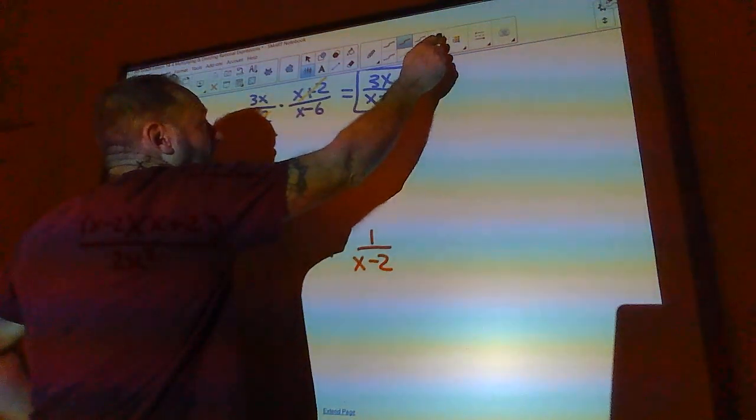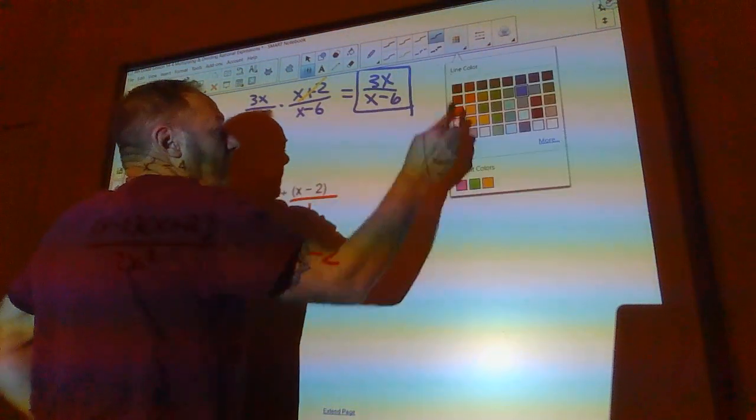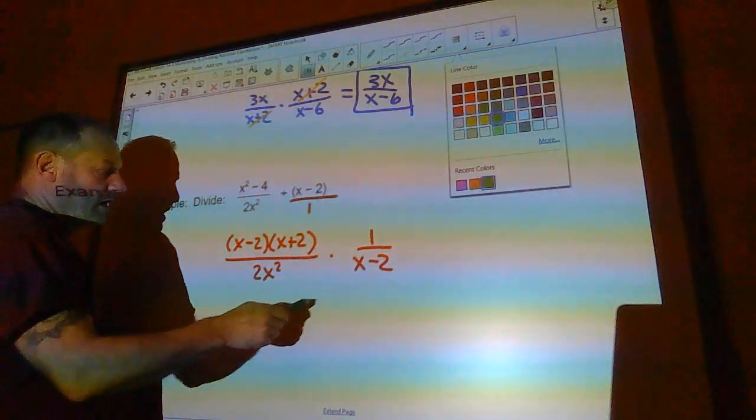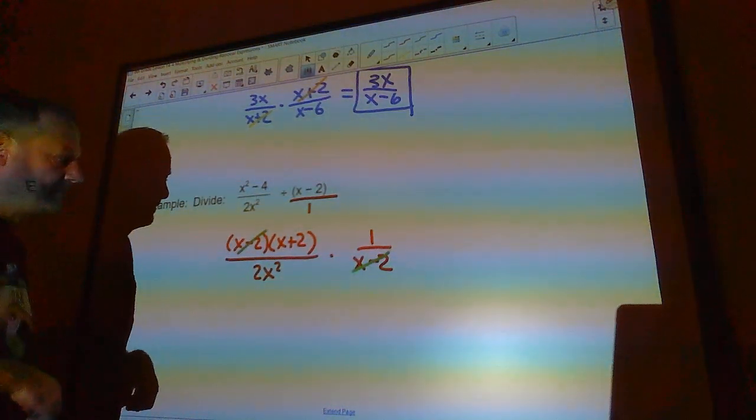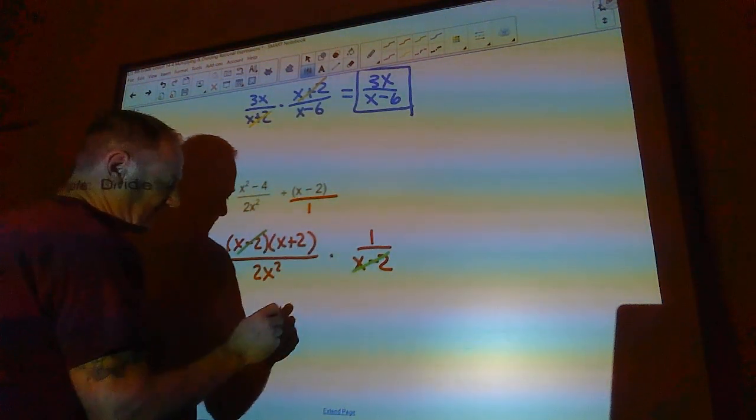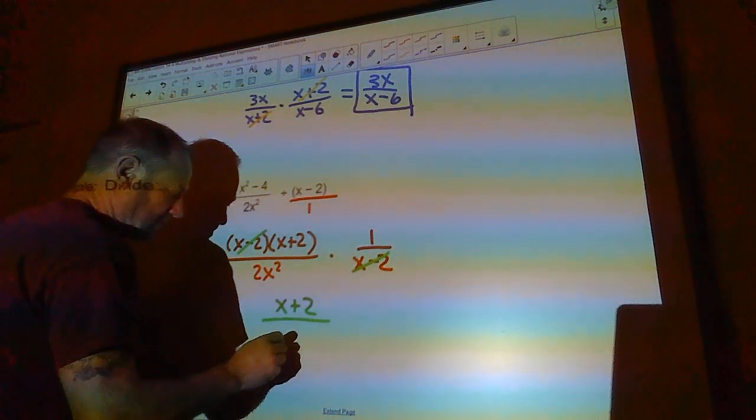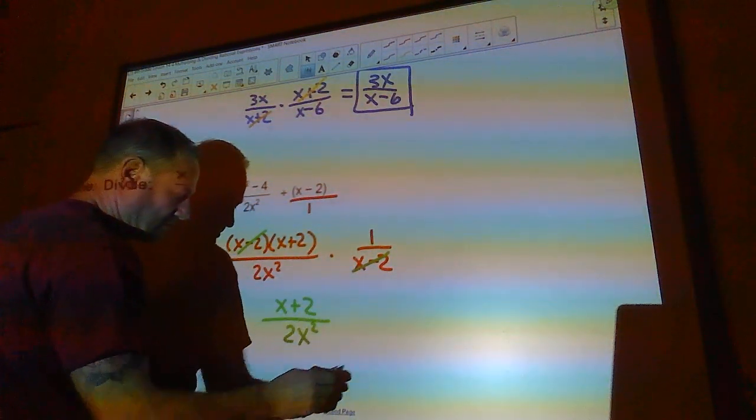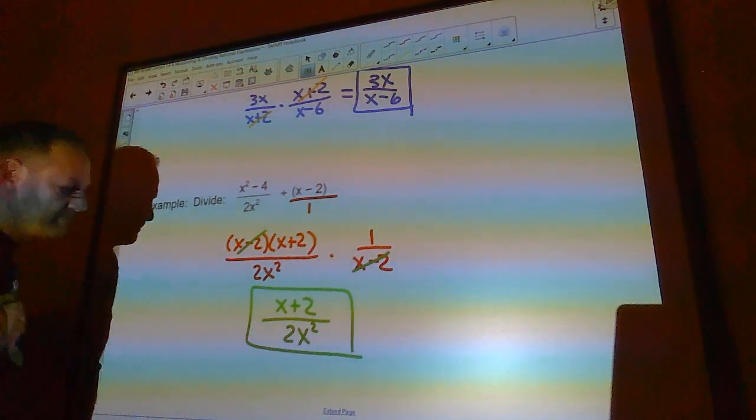Okay, so then, a nice green color to go here. That's going to cancel that. And I'm going to end up with x plus 2 over 2x squared. Done.